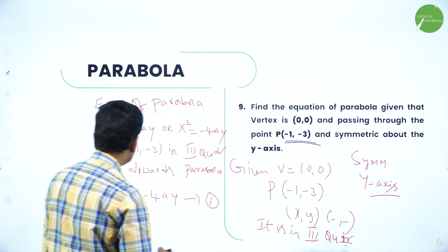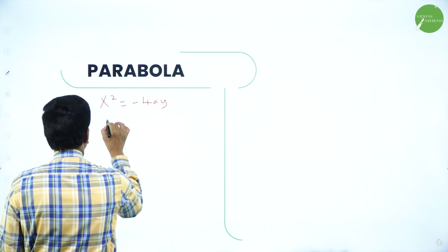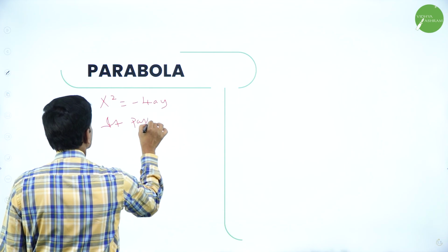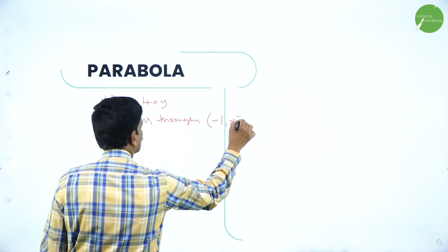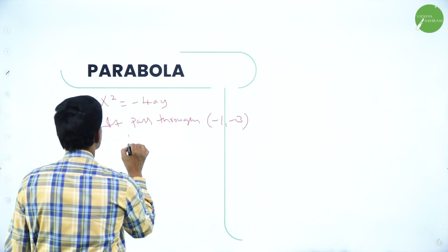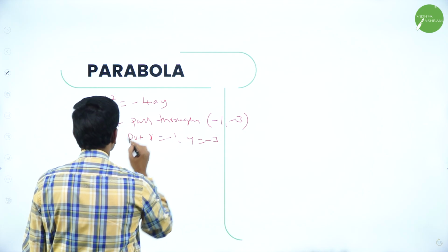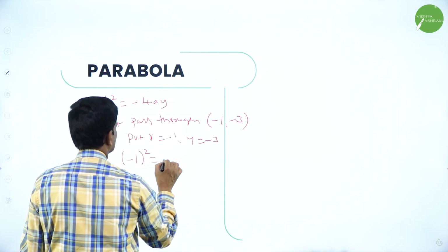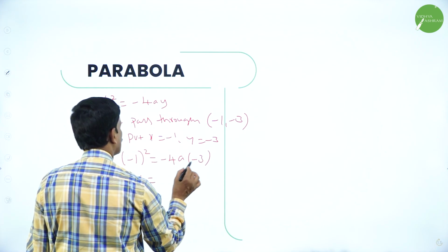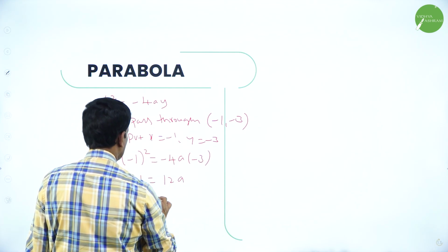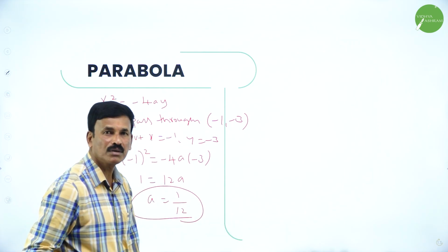Okay. Now since it passes through, what is the point it passes through? -1, -3, put x is equal to -1, y is equal to -3. -1 whole square is equal to -4a into y is -3. 1 is equal to minus into minus plus, 4 3s are 12a. Therefore a is equal to 1 by 12.